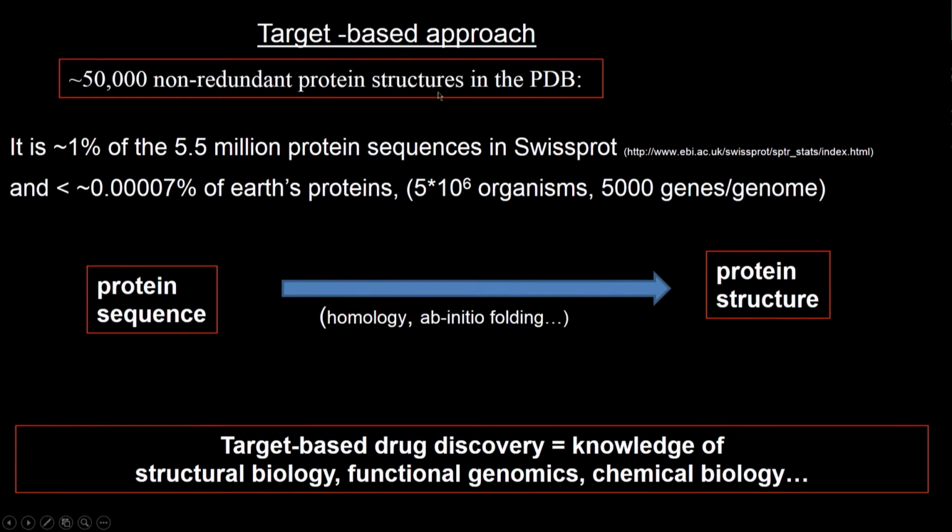Okay. So, what do we do? We start with, look at the PDB, protein data bank. Like I showed you, it contains more than 50,000 non-redundant protein structures, but then it is only 1% of the 5.5 million protein sequences in Swiss prot. Okay, so the Swiss prot is a web database which contains sequences of protein. That means it is a 2-dimensional sequence, whereas PDB contains 3-dimensional structures. So that means a lot of proteins have still not been crystallized and their 3D structures have not been obtained.